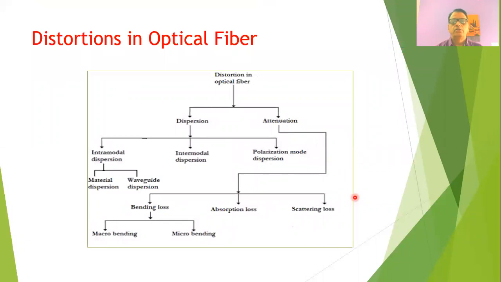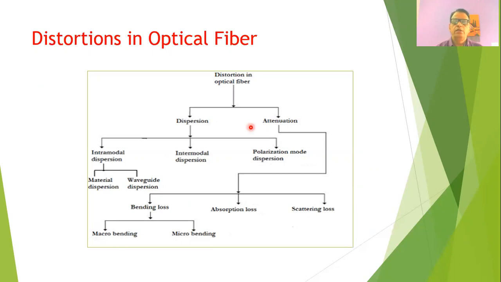So let us start the session with what we mean by distortions in optical fiber. Whenever the light is propagated through the optical fiber, there are two common types of distortions that appear in the propagation of the light ray. The first distortion is called dispersion, and the second distortion is called attenuation.